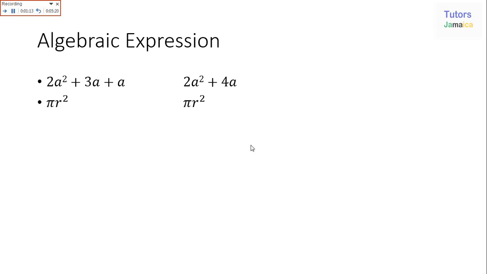Now note that pi r squared is also an algebraic term, and so all algebraic terms are expressions, but not all algebraic expressions are algebraic terms. So mx plus c, this cannot be simplified. Ax squared plus bx plus c, this cannot be simplified either.